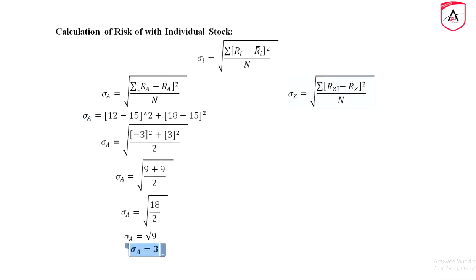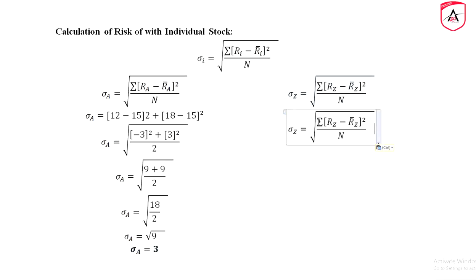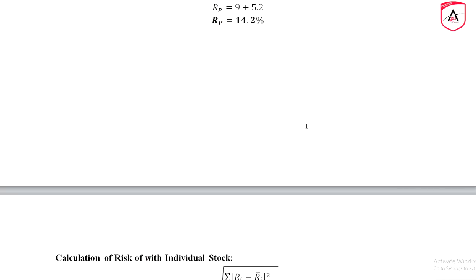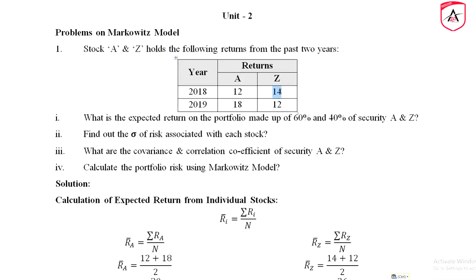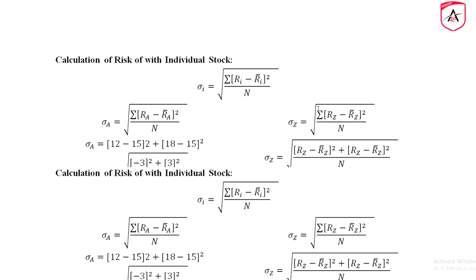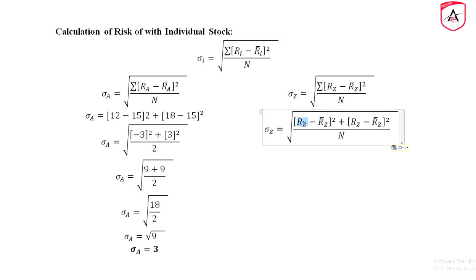Similarly, we have to find this for the same also. So we are going to remove this sigma. The formula can be expanded because the return is given for 2 years. Return on security Z for the first year is 14, and for the second year, that is 2019, it is 12.